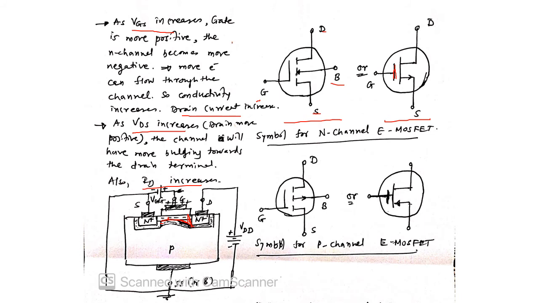P to N. So that shows P to N, and that's why this indicates N channel. This is the source and this is the drain. This is the symbol for N channel.